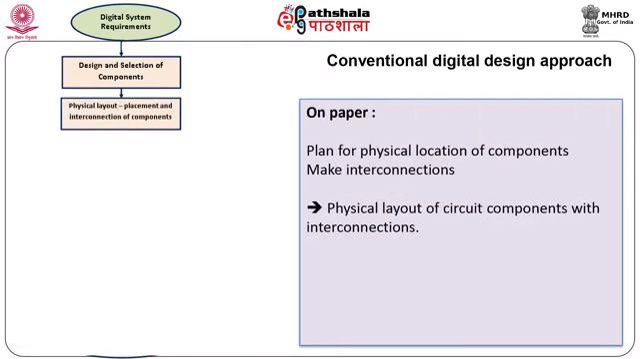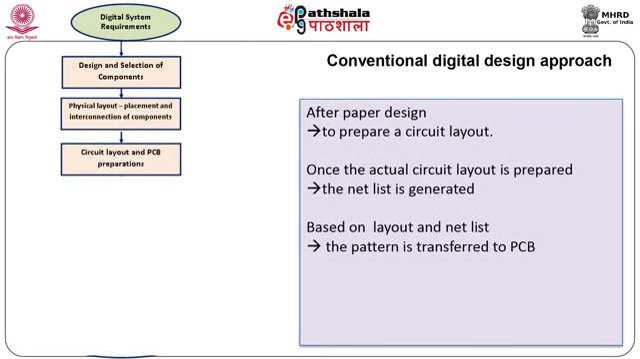The physical locations of the components are tentatively planned and then interconnections are made on paper. This generates the physical layout along with the circuit connections. The next step after paper design is to prepare a circuit layout. Once the actual circuit layout is prepared, the netlist is generated, and based on the layout and netlist, the pattern is transferred to the printed circuit board.